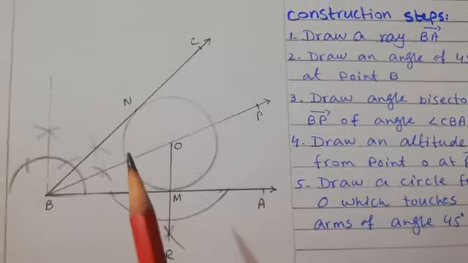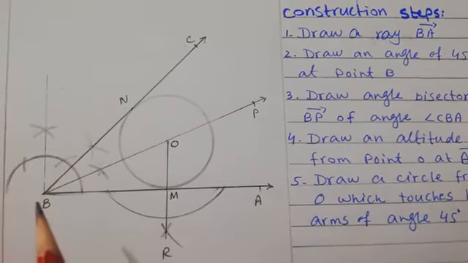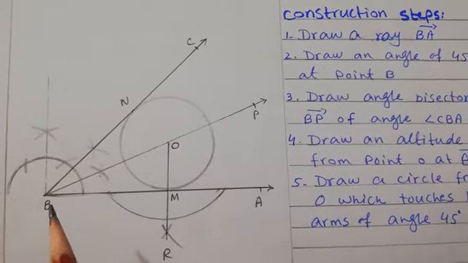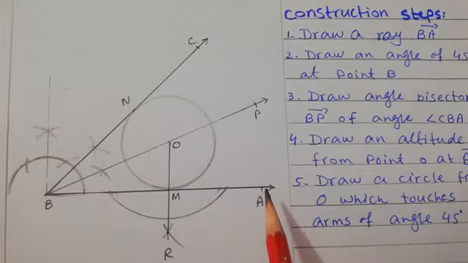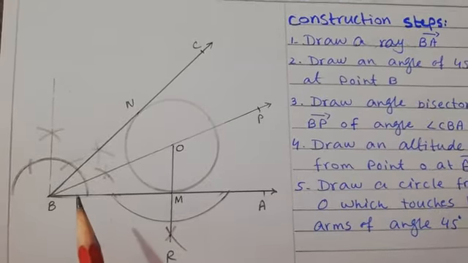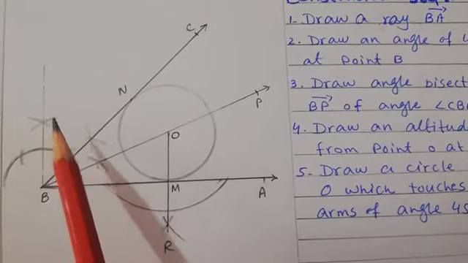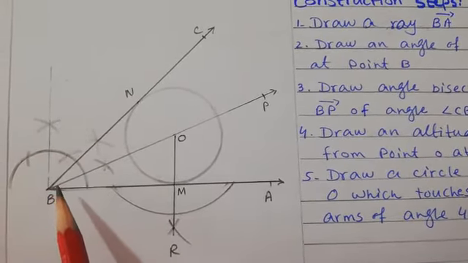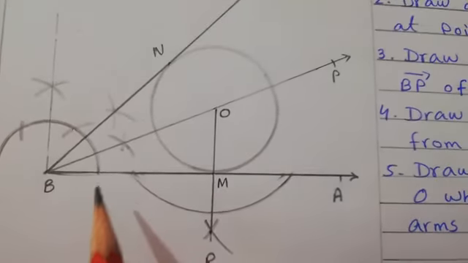Here, how can we draw? First of all you will draw a ray BA. You can name this AB also, BA. This is a ray because it has one starting point and from one side it can be extended. And then you will draw the angle of 90 as we have done in our previous question. After drawing the 90, we will take the angle bisector of 90. How can we take it? Please look at this.